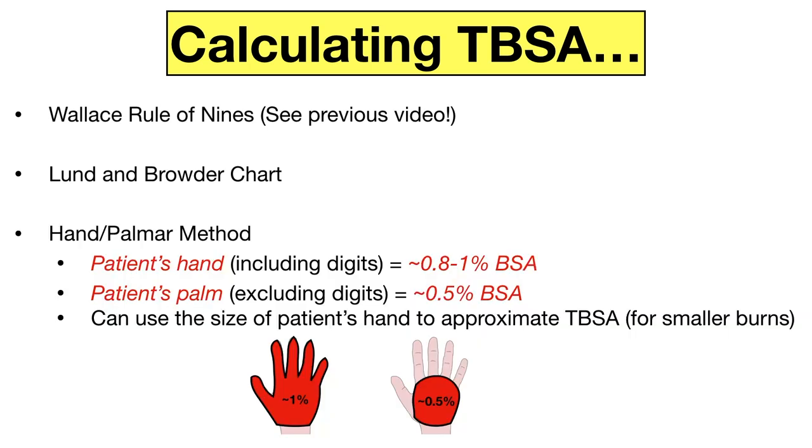Another method is the hand or Palmar method. This method states the patient's hand, including their digits, is approximately 0.8 to 1% body surface area, and the patient's palm, not including their digits, is about 0.5% body surface area.